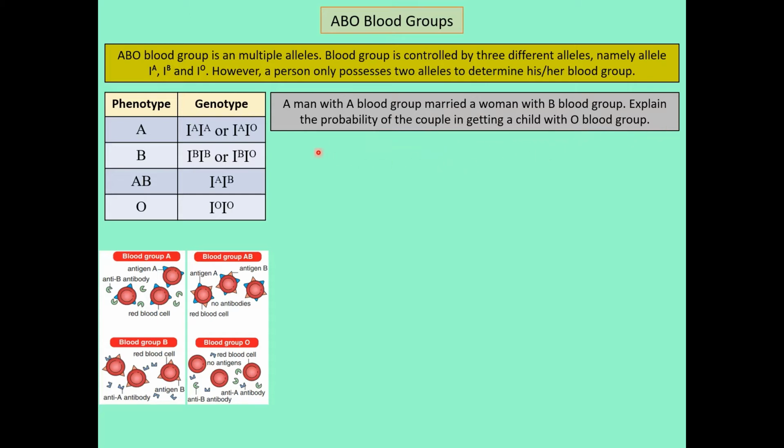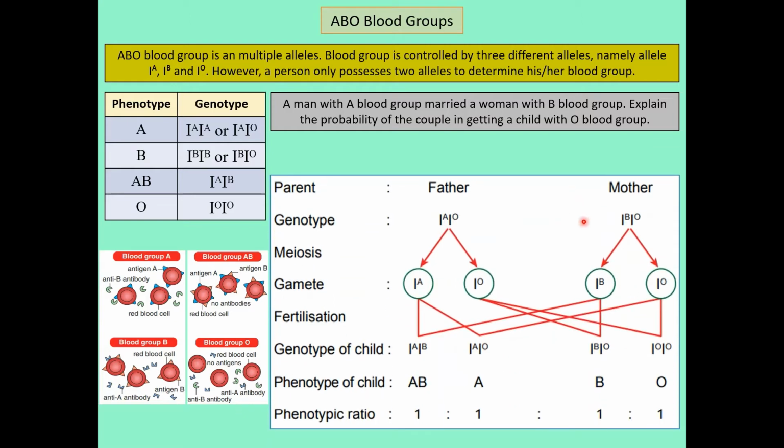Explain the probability of the couple in getting a child with O blood group. So how to get O blood group? O is a recessive trait. So to get the recessive trait, this means the couple must have the recessive alleles. Okay, so this is the genetic diagram.